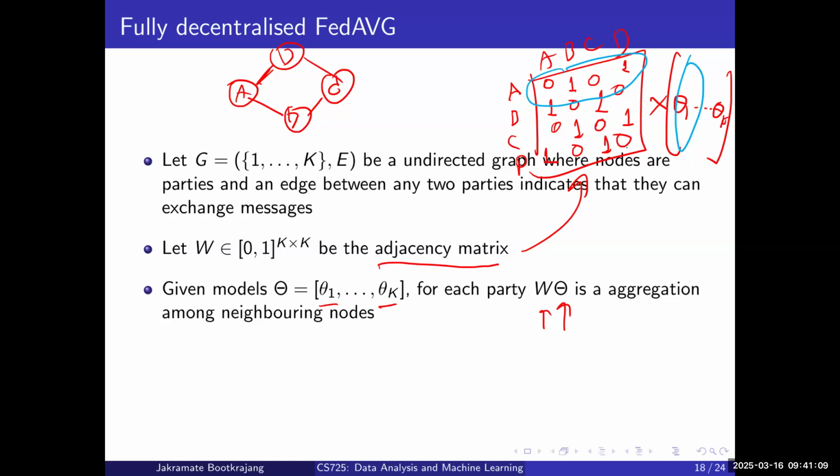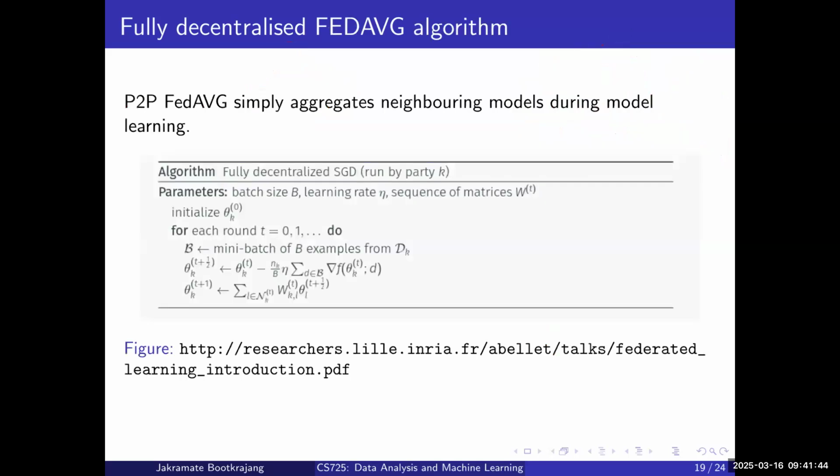So for each of the devices, you will have this row multiplying with each column, right? And each column would be the different weight for each of the devices. And this 0, 1 will basically tell you which weight of which device will be added into your own weight.